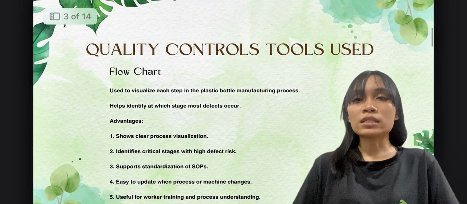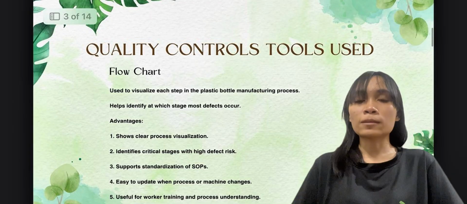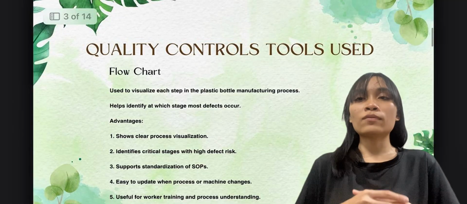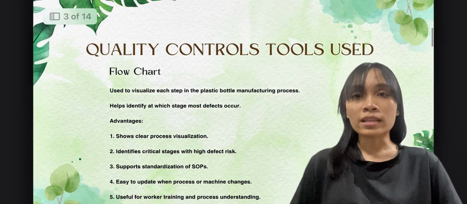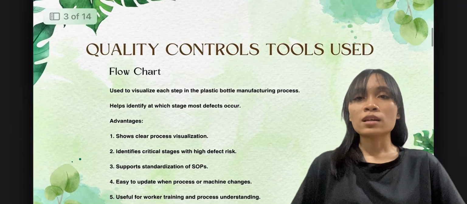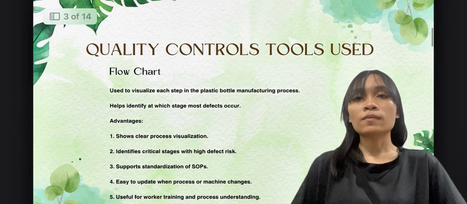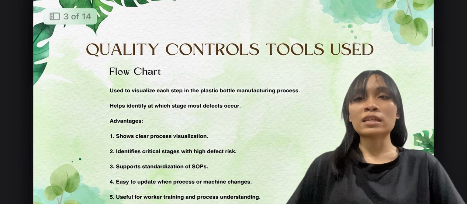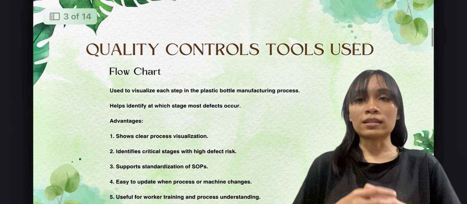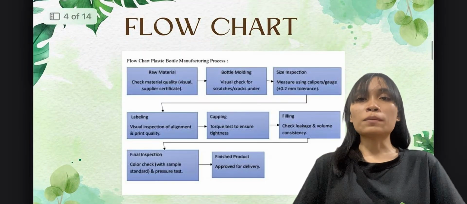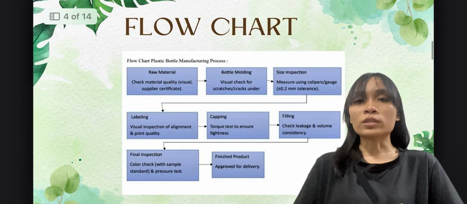A flowchart is used to visualize each step in the plastic bottle manufacturing process. It helps us identify at which stage most defects occur. Some advantages are that it clearly shows the process, identifies high-risk stages, supports SOP standardization, is easy to update, and helps in worker training. This is the flowchart of the plastic bottle manufacturing process.